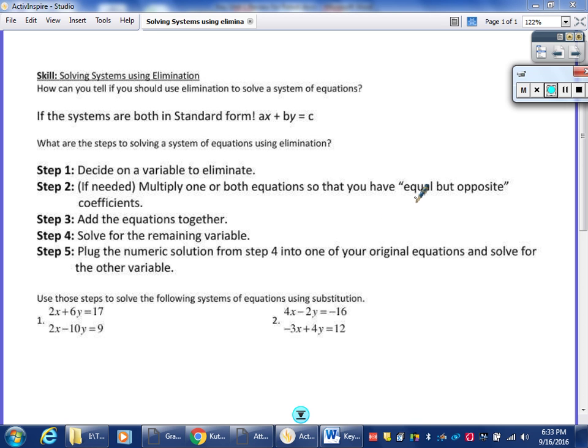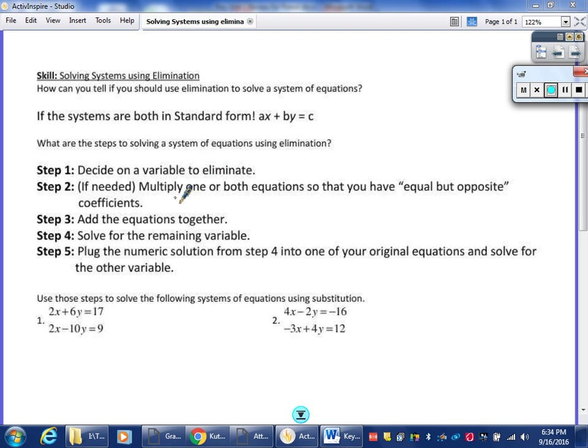Alright guys, we are solving systems of equations using elimination. The way you can tell that you want to use elimination is if both of your equations are in standard form. That's ax plus by equals c, where a, b, and c are all numbers. So if both of your equations look like this, when you stack them on top of each other, they line up really nicely, that's when you want to use elimination to solve your system.